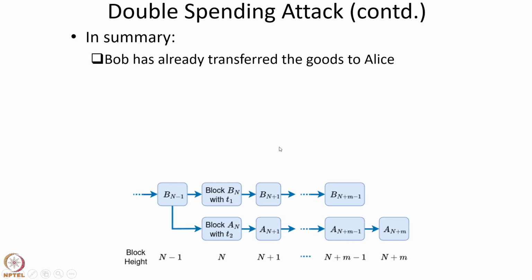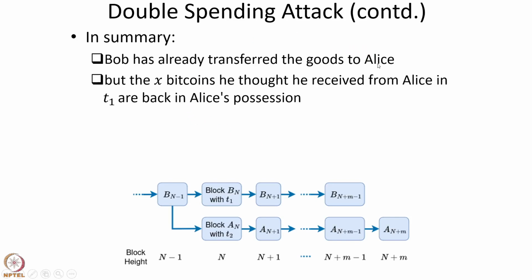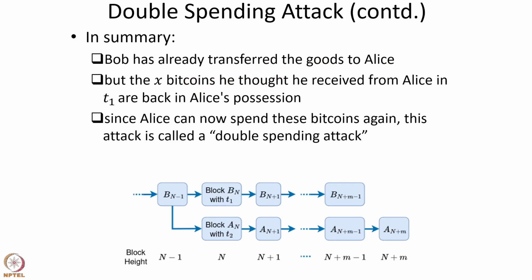So in summary, Bob has already transferred the goods to Alice, but the X bitcoins that he thought he received from Alice in T1 are back in Alice's possession. So Alice can now spend these bitcoins again, and hence this attack is called a double spending attack. Alice spends the same set of bitcoins twice, or possibly more than twice, if this attack is repeated.